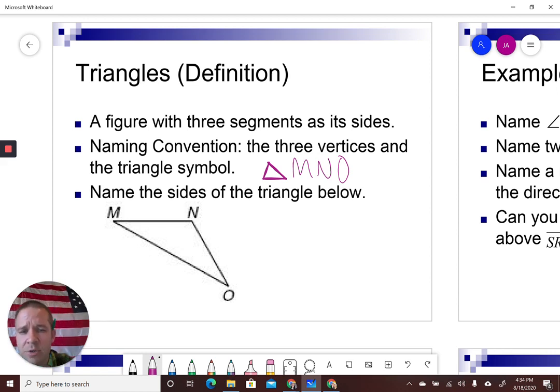So name the sides of the triangle below. Actually, I already kind of said that. We'd have MN. We'd have NO, and we'd have MO. Those are my 3 sides. All segments. I put the segment marking on top. Lovely.